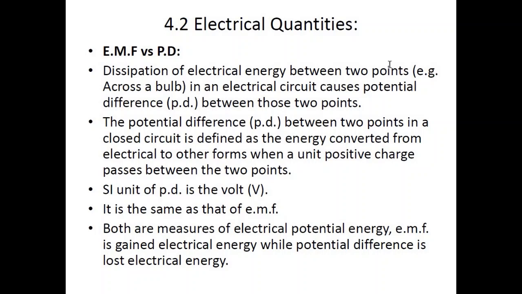Hence it is known as potential difference, the difference of how much energy was used up by a component, whereas EMF is simply the amount of energy that is produced by an electrical source such as a battery or the mains. The SI unit of potential difference is volt, and the EMF is also volt. Both are measures of electrical potential energy. EMF is the gained electrical energy, whereas potential difference is the lost electrical energy. Hence, that's why they have the same formula.